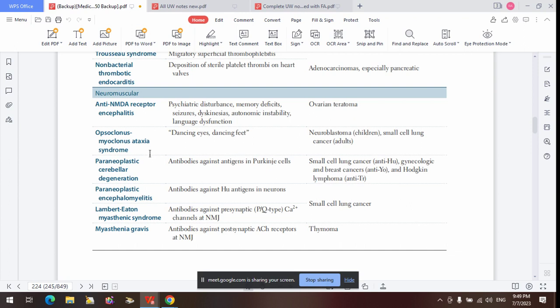Then they can have myoclonus, so they have sudden jerks of their body parts, and their gait is not stable. They have this ataxic gait, like they are opening their legs widely, and they are trying to catch their steps.